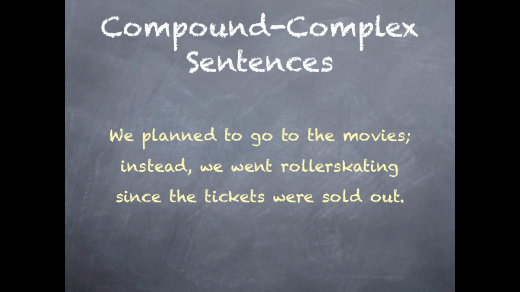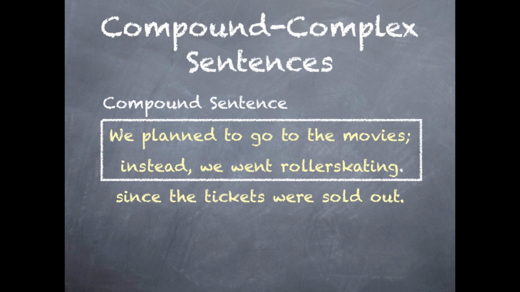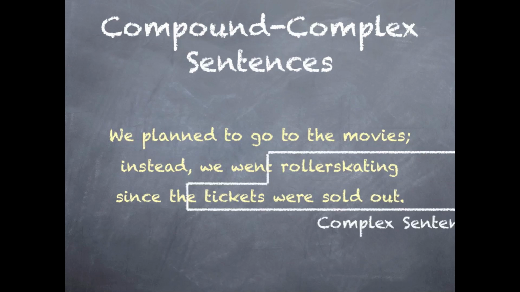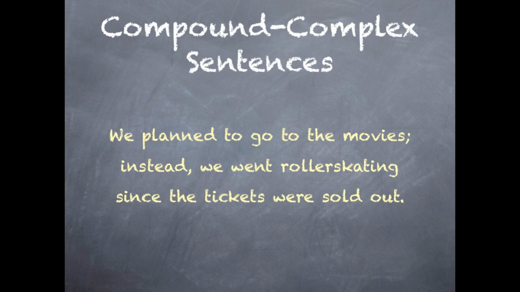We planned to go to the movies. Instead, we went roller skating is a compound sentence. We went roller skating since the tickets were sold out is a complex sentence. Together, they form a compound complex sentence.